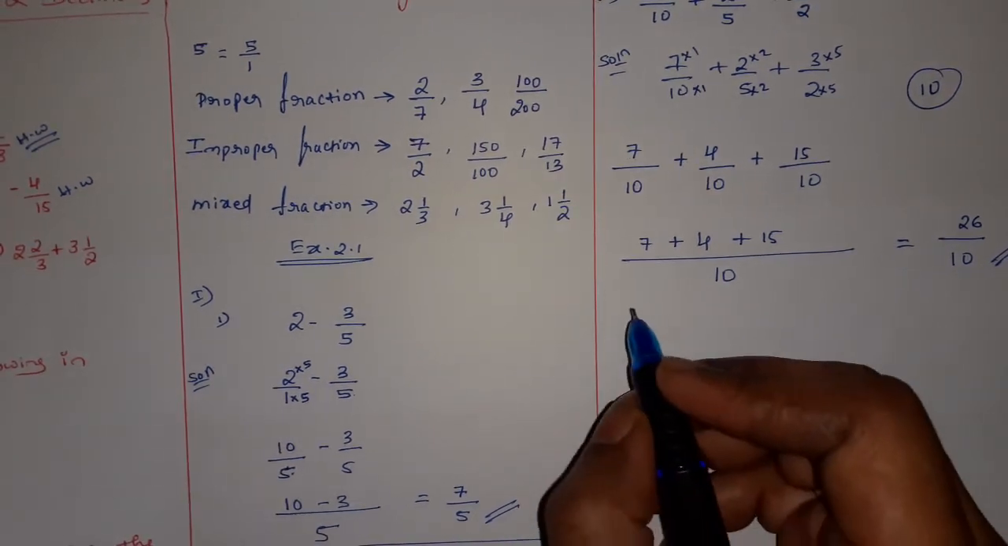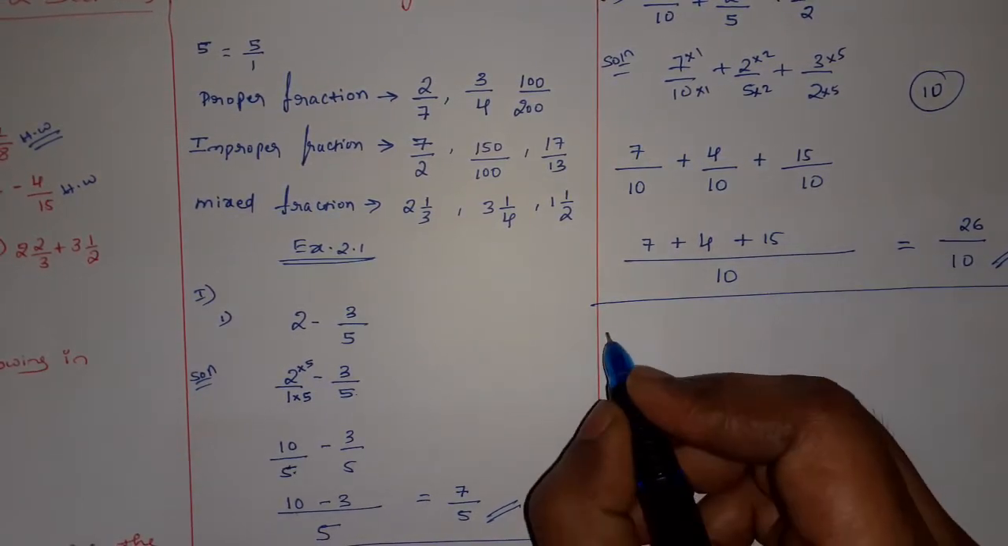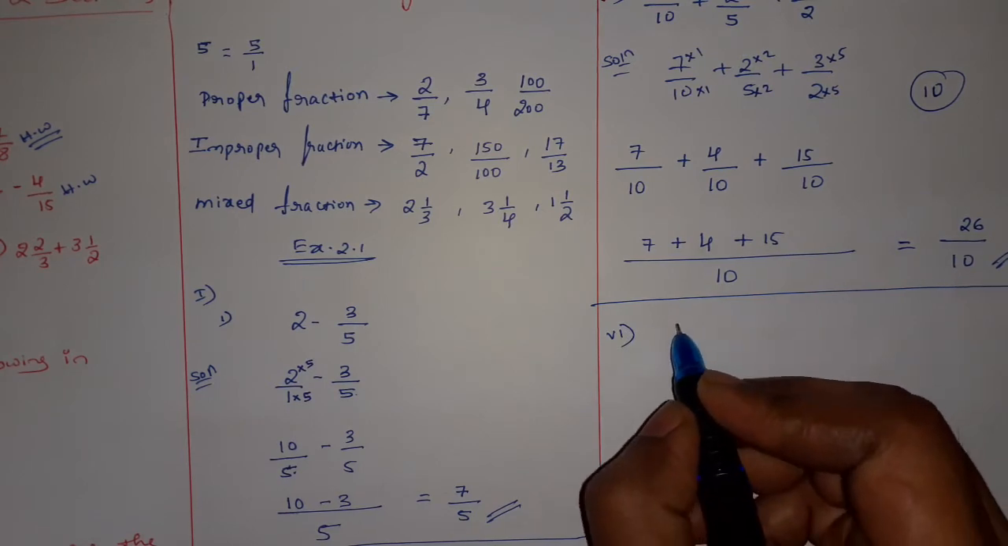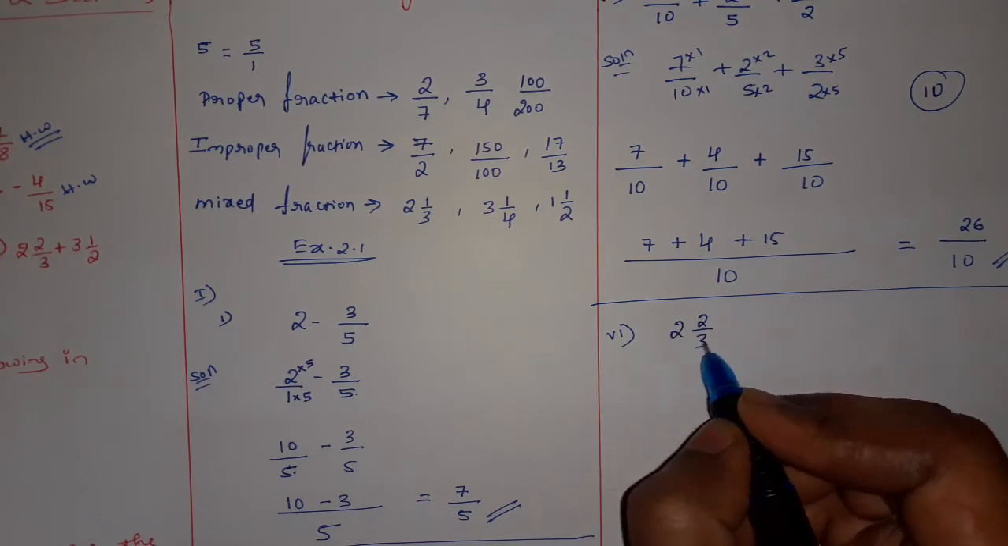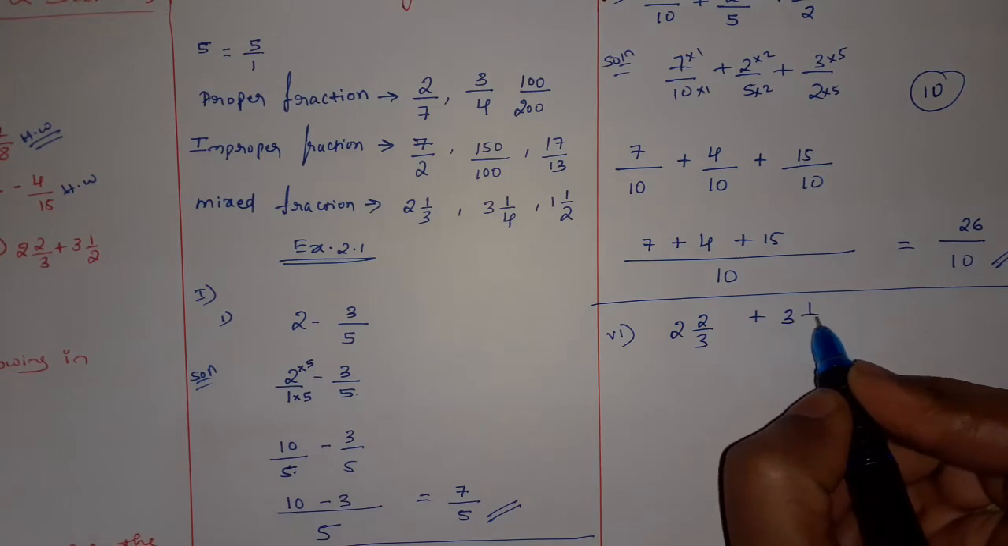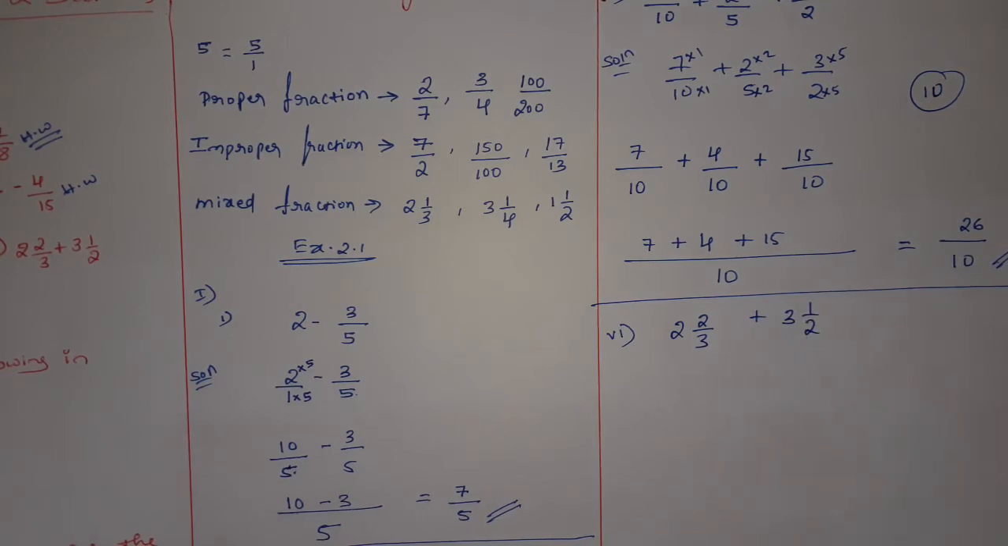Okay. Sixth one, 2 by 3 plus 3 1 by 2. Look, mixed fraction.